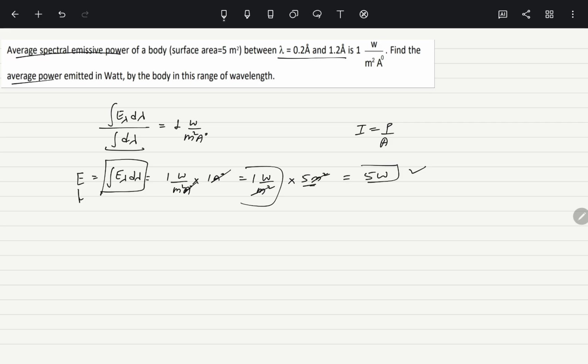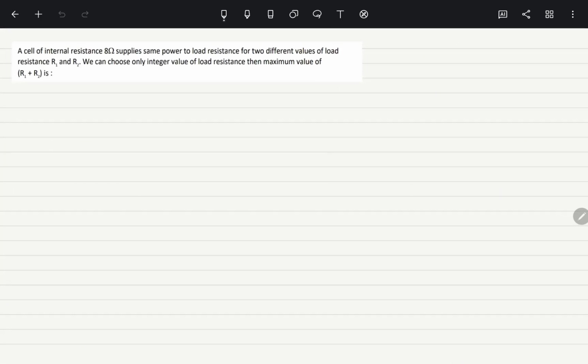Okay, let's move to the next question now. This one is related to current electricity. It is not related to heat transfer, but this is a very good question. That's why I took this one here. So let's see this question. A cell of internal resistance 8 ohm supplies same power to load resistance for two different values of load, R1 and R2. We can choose only integer values of load resistance, then we need to find the maximum value of R1 plus R2.